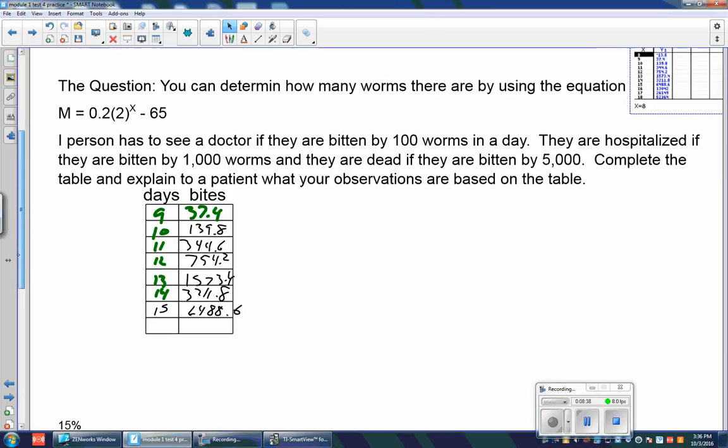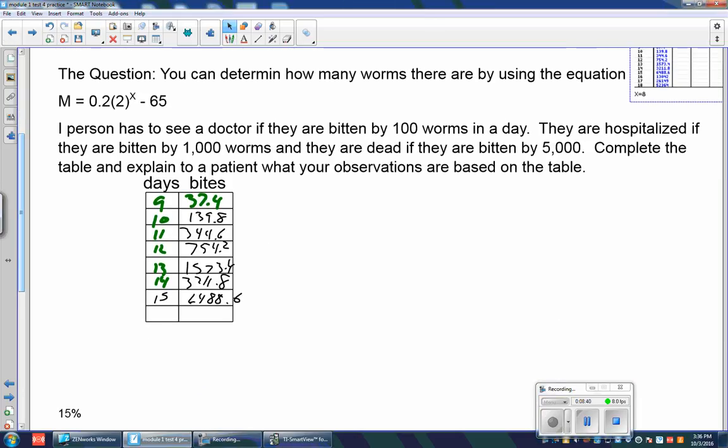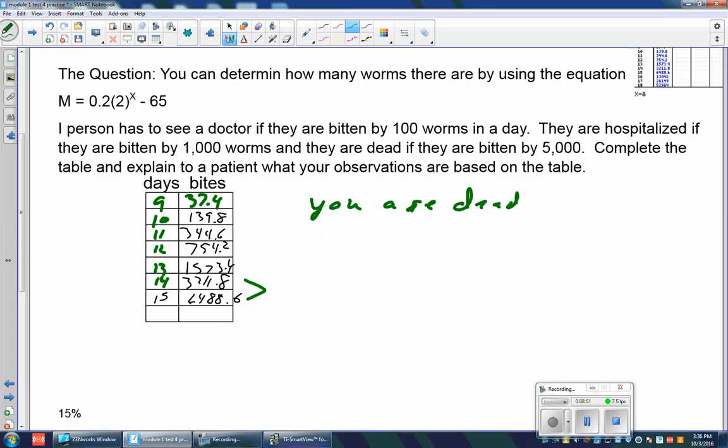And now I finish the question. Complete the table and explain to a patient what your observations are based on the table. Based on the table, you are dead after day 14, during day 15.